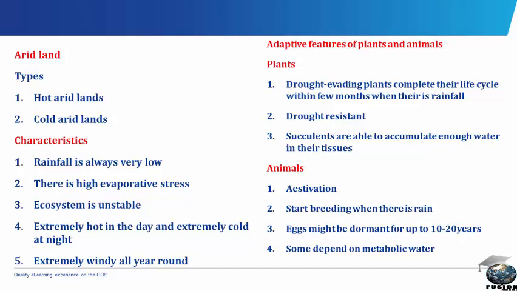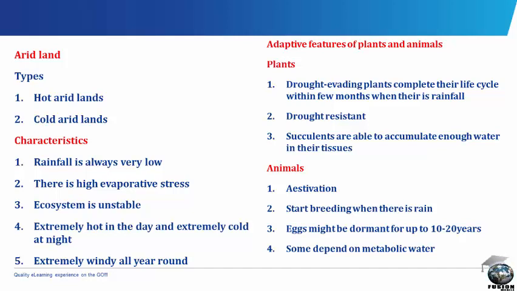Their characteristics include: 1. Rainfall is always very low in the arid land. There is high evaporative stress. Ecosystem in the arid land is unstable. Arid land is extremely hot in the day and extremely cold at night. It is also extremely windy all year round.